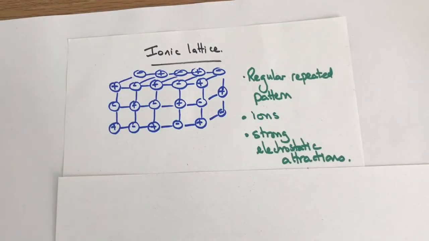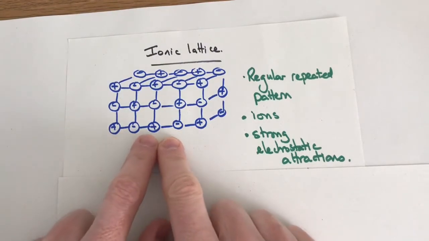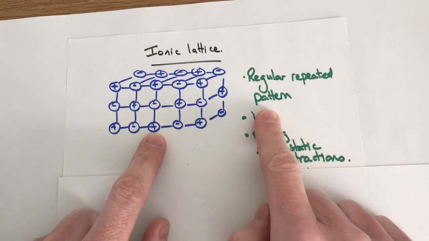Okay, in this video we're going to have a look at the structure of an ionic lattice and also then the properties that ionic compounds have because of this structure. So just a reminder, the ionic lattice contains positive, negative ions in this regular repeated pattern. That's what the word lattice means.